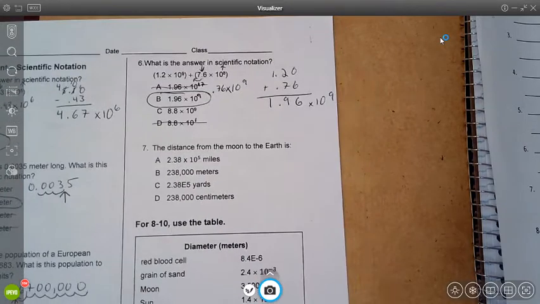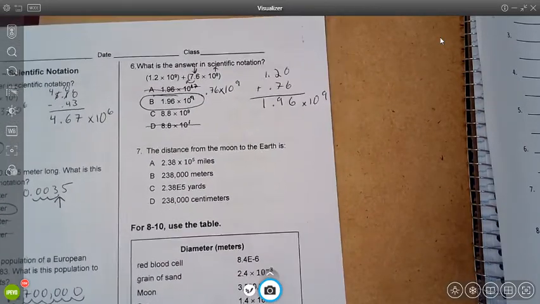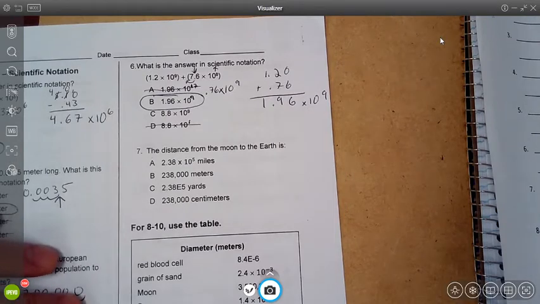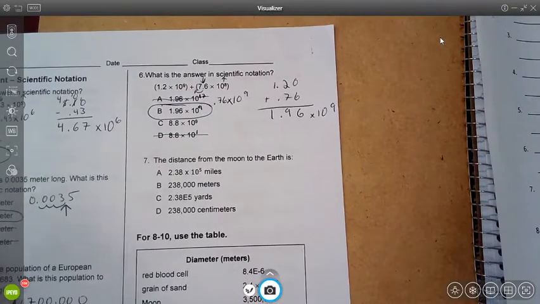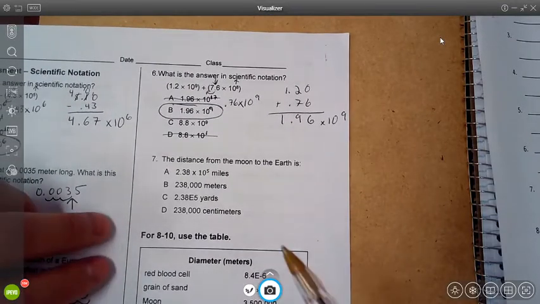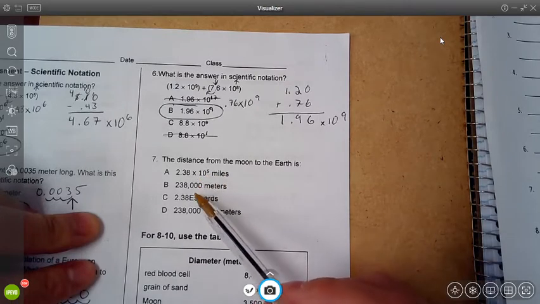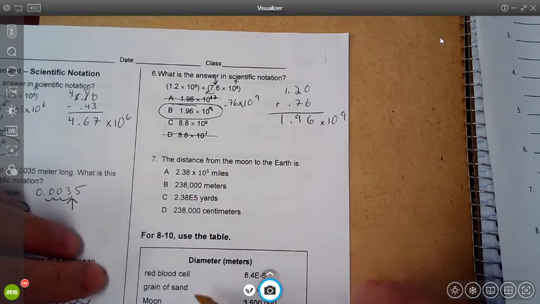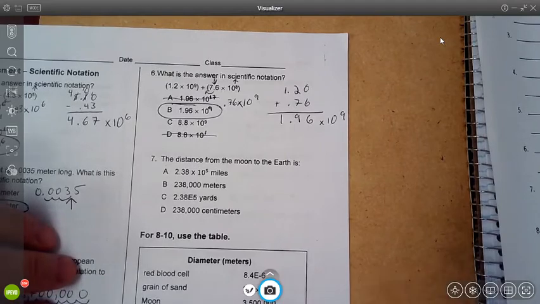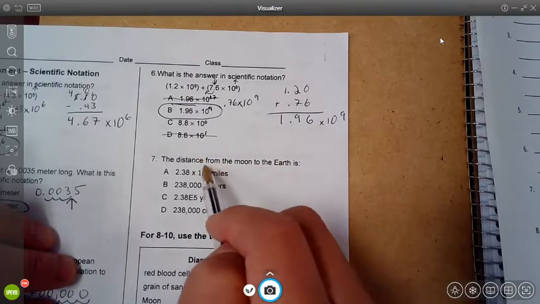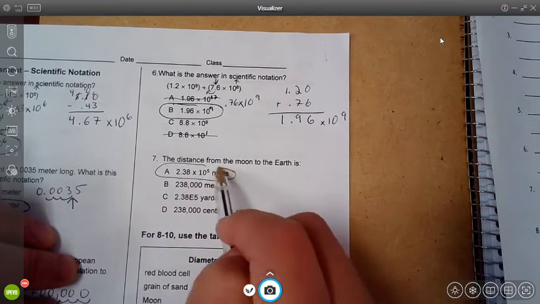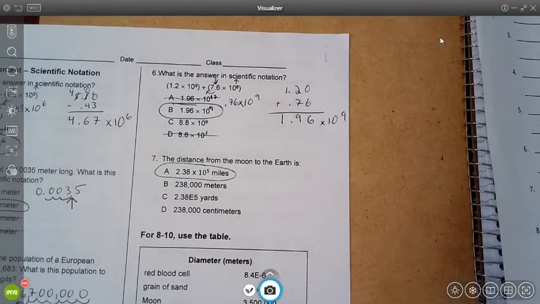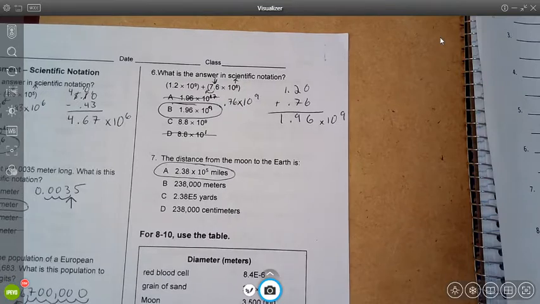Alright, the distance from the moon to Earth. And this one was one where you want to just choose the most appropriate units. Okay. So these are all the same number. It's 238,000, but different units. Okay, and the most appropriate one would be miles, right? From the Earth to the Moon, we would measure that in miles, and 238,000 miles would seem the most appropriate distance.